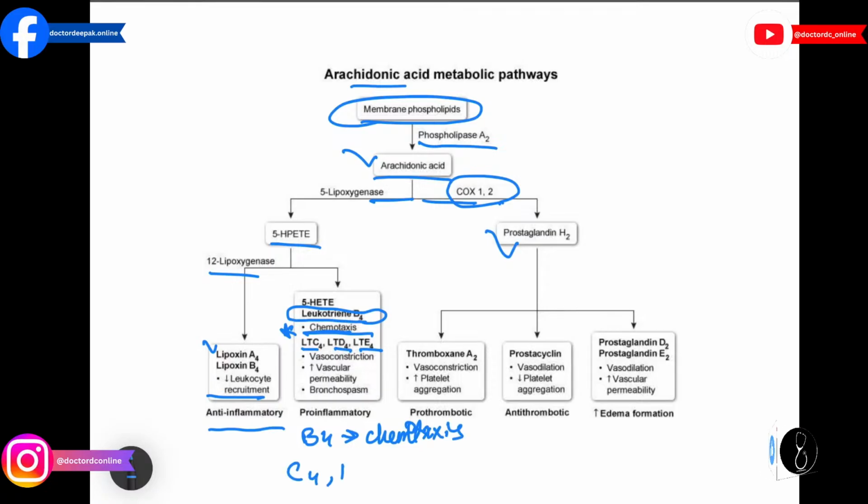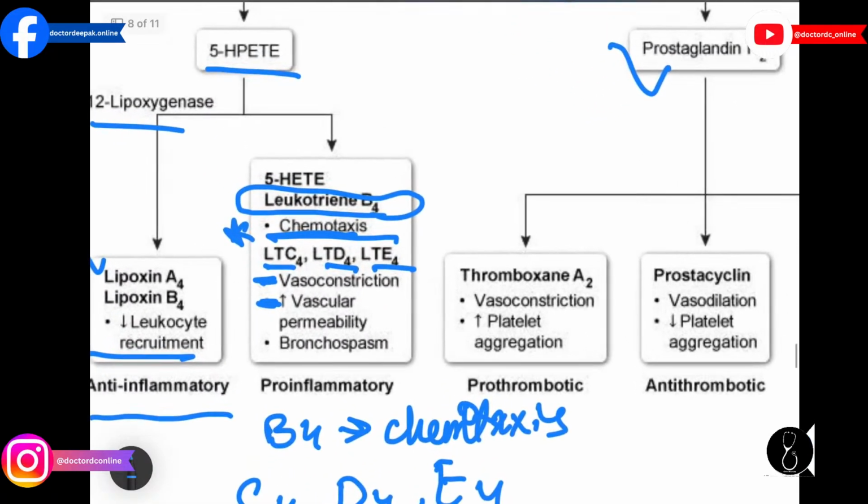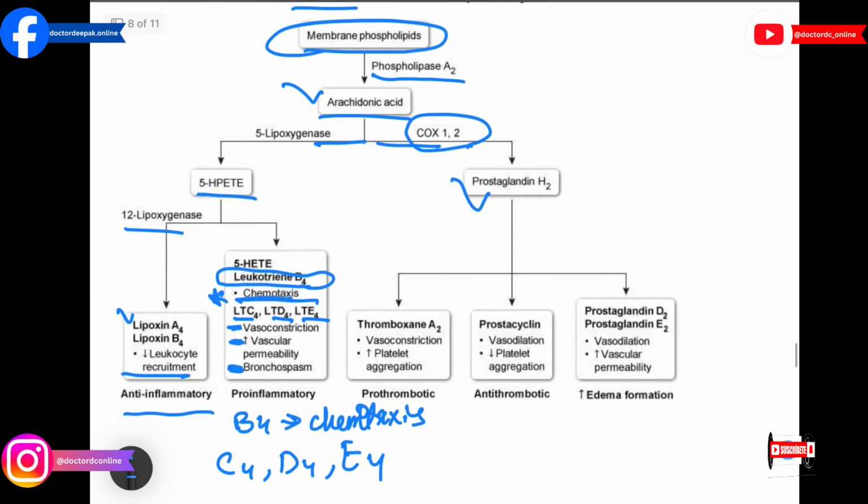and the others, C4, D4, and E4, are for vasodilation, for increase in vascular permeability, and bronchospasm. And if we talk about the prostaglandin, thromboxane A2 is responsible for vasoconstriction and platelet aggregation. They are pro-thrombotic. Thromboxane is pro-thrombotic. And anti-inflammatory lipoxin A4 and B4, and pro-inflammatory leukotriene B4, C4, D4 and E4.